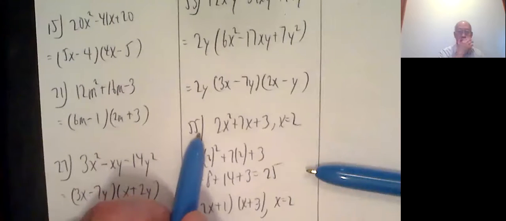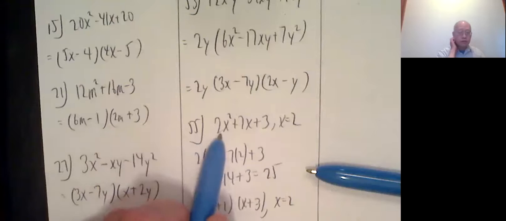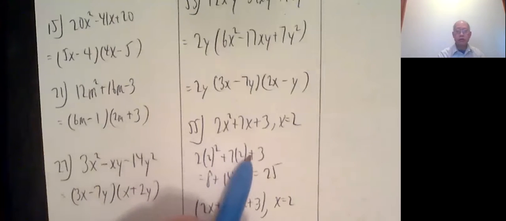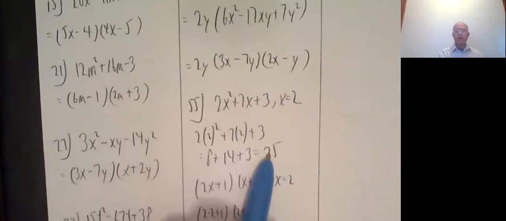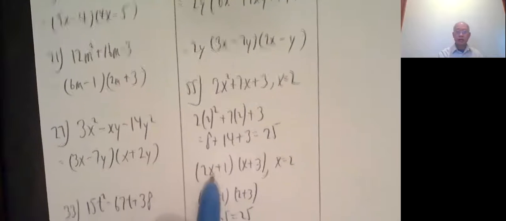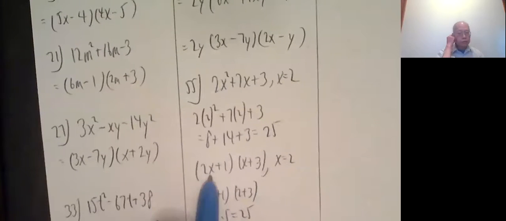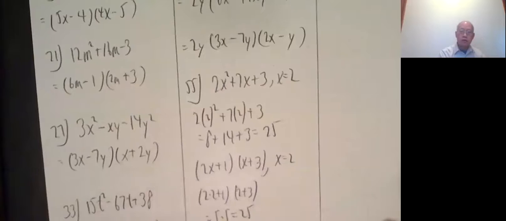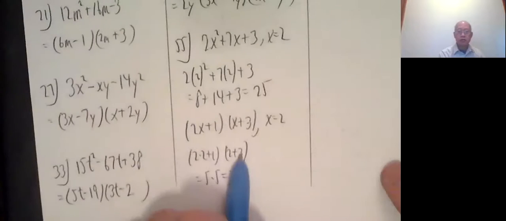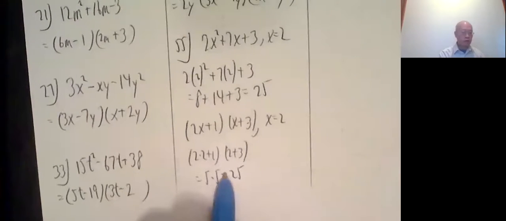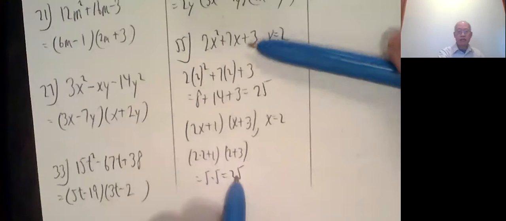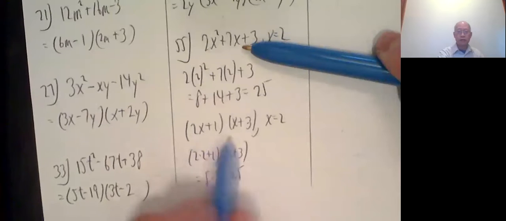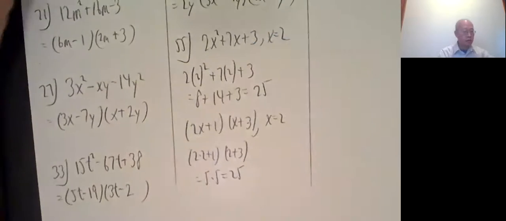Okay, 55, they tell you to plug in 2 to this expression. So 2 times 2 squared plus 7 times 2 plus 3. 2 times 4 is 8 plus 14 plus 3, 25. Okay, then they want you to plug in 2 to this one. So put a 2 there and a 2 there. 2 times 2 plus 1 times 2 plus 3. 5 times 5, 25. Same answer. The idea behind the problem was to show that it's plausible that that is equal to this. Okay, because when you plug in 2, you get the same thing.